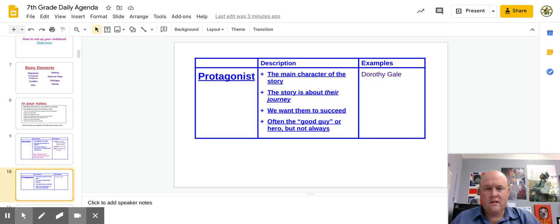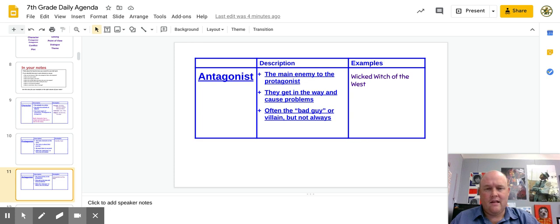So the protagonist is the main character of the story. It's about their journey. Usually you root for the protagonist and you want them to succeed. They're usually the good guy. Not always. Every once in a while they are not. The main character, the protagonist in Wizard of Oz, is Dorothy.